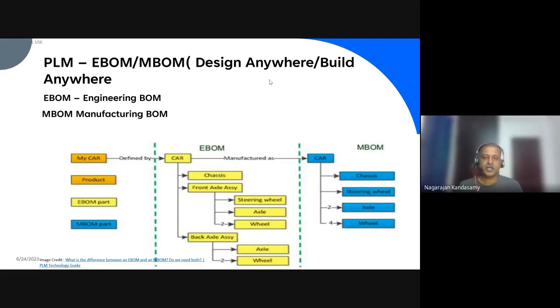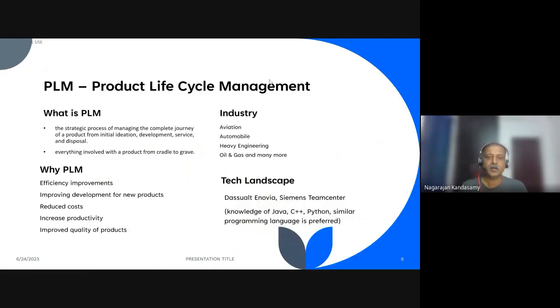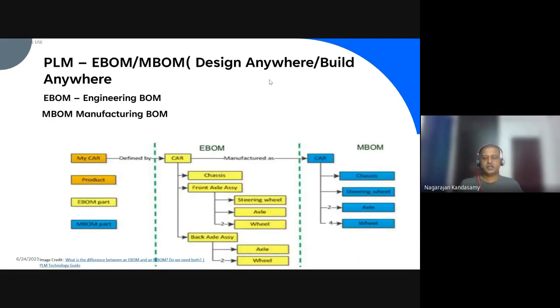Manufacturing a product in India versus in the USA or in China could be completely different for various reasons, due to the site layout and multiple other reasons. So you can have a site specific manufacturing bill of material, and all can be managed in a single system. The engineering BOM and MBOM can always be related. These are some of the main benefits of managing things under the PLM tool.